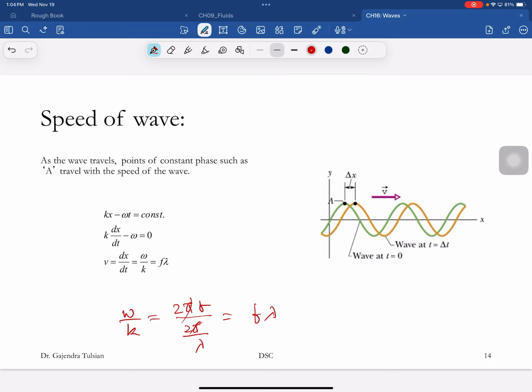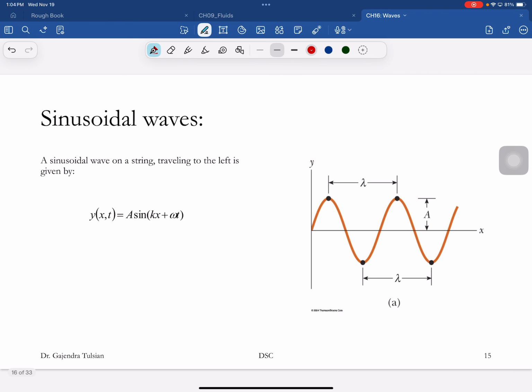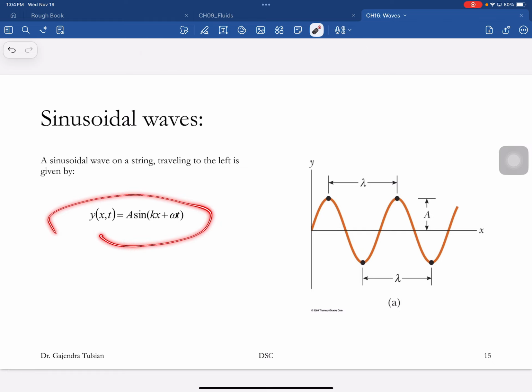So that's the velocity of all waves. What is this one? Is it a traveling wave or a wave at rest? Traveling to the left. Yeah, traveling to the left. That positive sign tells you it's traveling to the left.